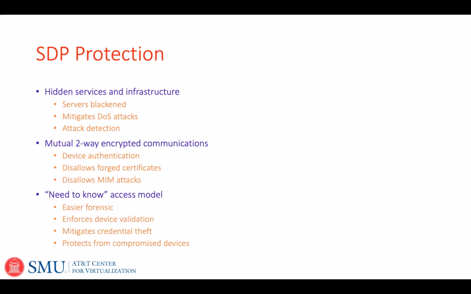So what are the different protections? I may have already mentioned these things, but let me quickly go through the remote hidden services infrastructure. We already talked about this. Servers are blackened, means all the applications are unknown. People don't even know the IP addresses. Mitigates DOS attacks. Now, I will show a quick slide on a use case. You can prevent the denial of service attack.